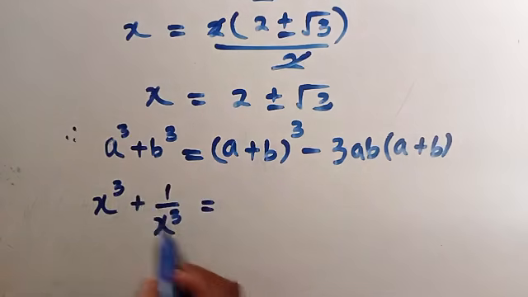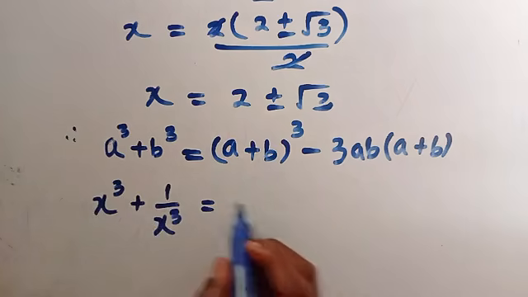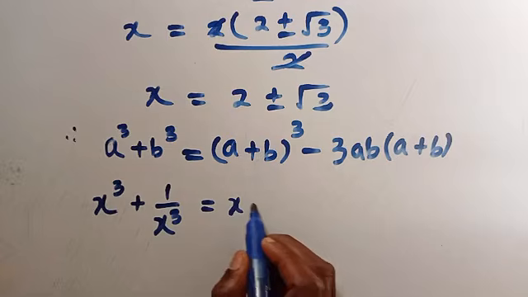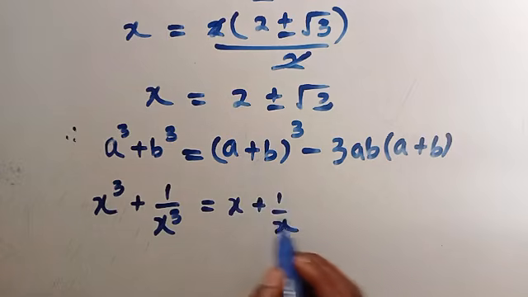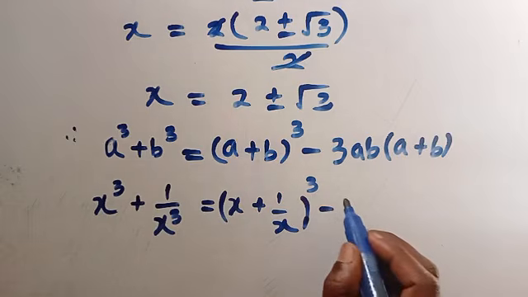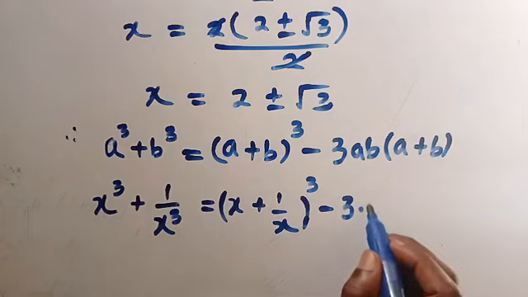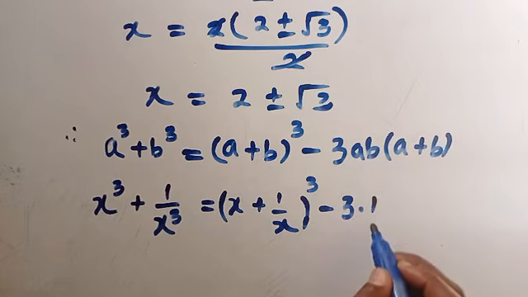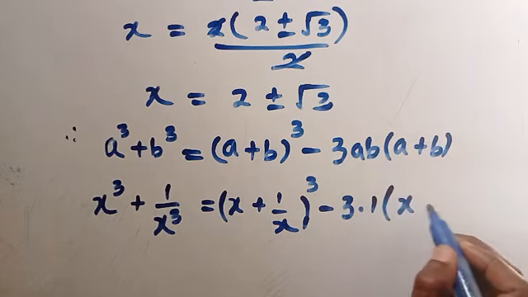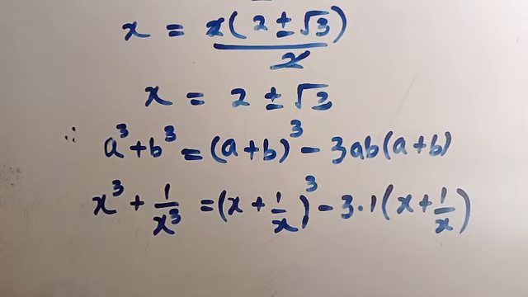If you try to compare this together, let's say a is x and b is 1 over x. We are going to have (x + 1/x)^3 minus 3 multiplied by a, which is x, multiplied by b, 1 over x, everything gives us 1, into bracket of x plus 1 divided by x. So therefore, we are going to resubstitute now.